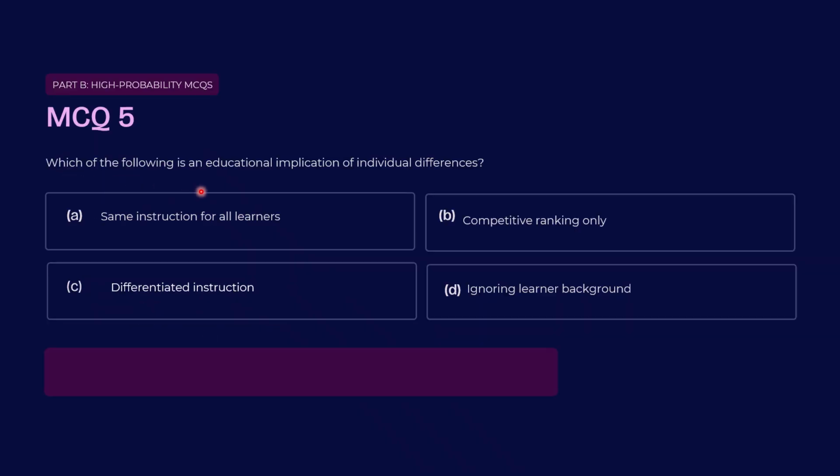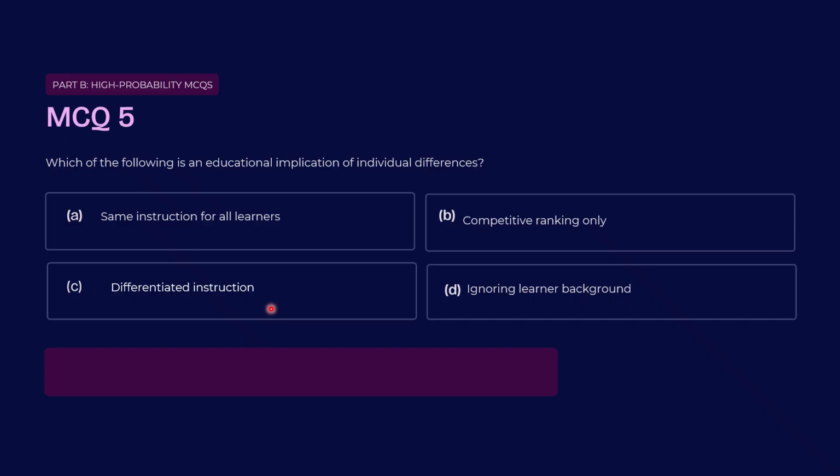Next question. Which of the following is an educational implication of individual difference? Option A is same instruction for all learners. Option B is competitive ranking only. Option C is differentiated instruction. And option D is ignoring learners' background. And here the correct option is option C, that is differentiated instruction.